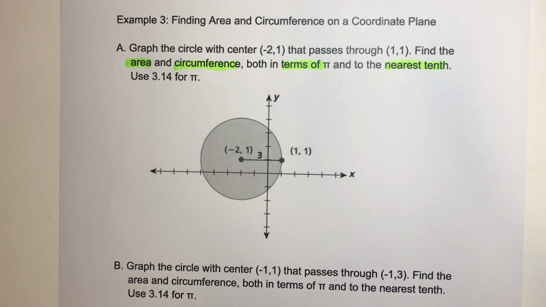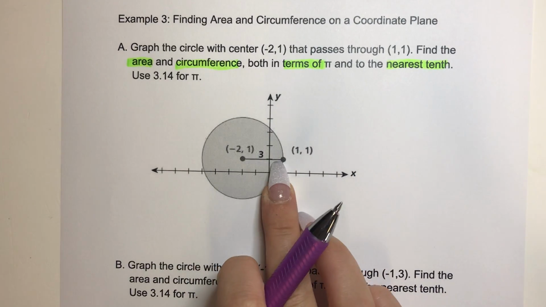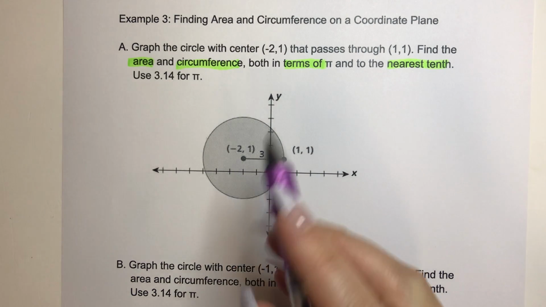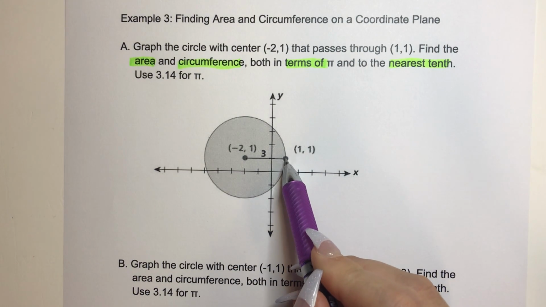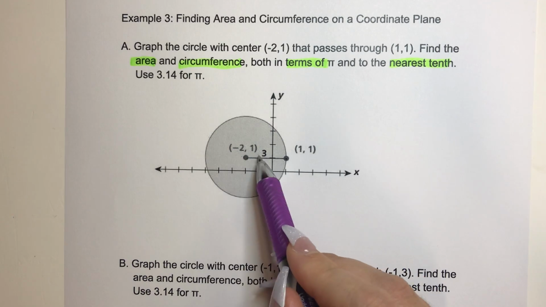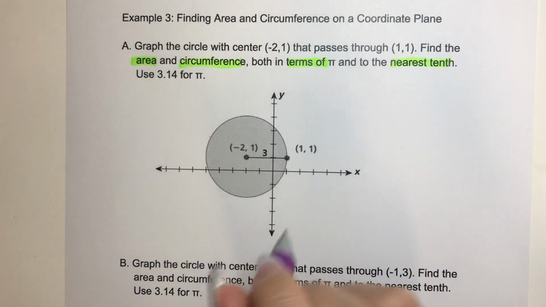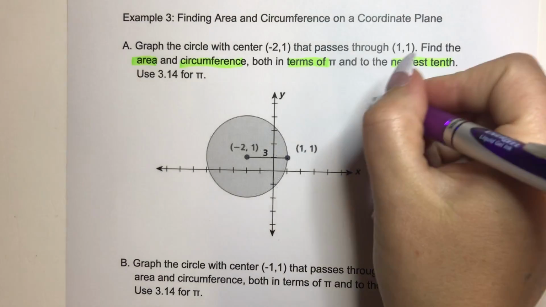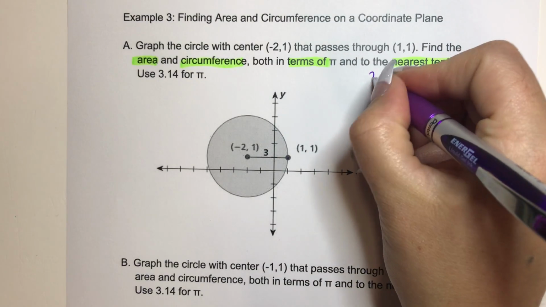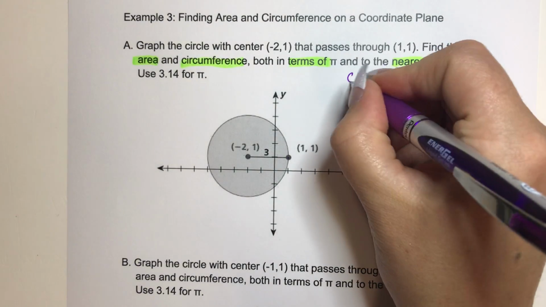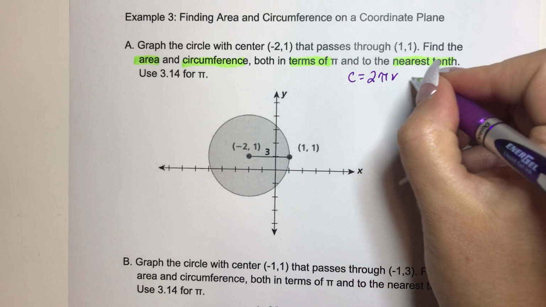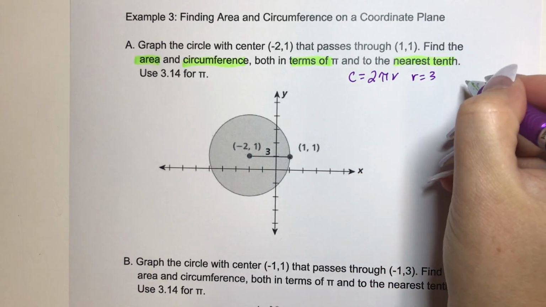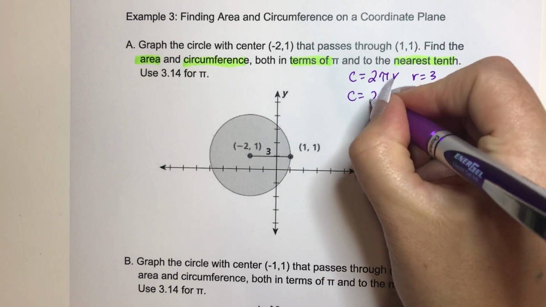Okay, so we have this coordinate plane, we have this circle, here's the center, here's the point, and you can see that the distance from the center to the edge of the circle at this point is 1, 2, 3. So that means the radius is 3. So let's go ahead and find the circumference first. We're going to use circumference equals 2 pi r. We're going to write that formula. We're going to say the radius is 3. We substitute it in there.